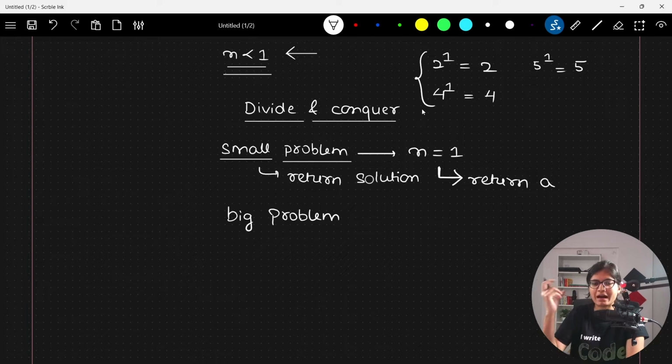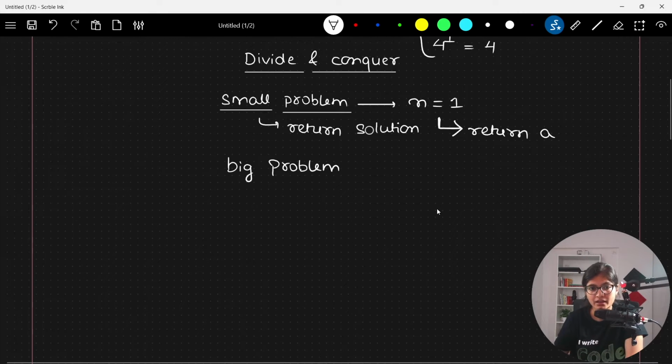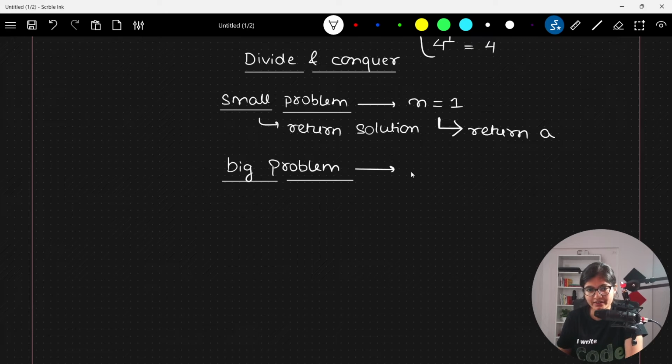where anything to the power of 1 will be equal to that number itself, right? We can simply return the value as that number. Now, I am considering that when the value of n is greater than 1, that will be a big problem for me. At that point of time, I can apply this divide and conquer approach.